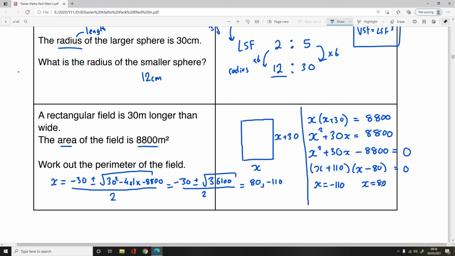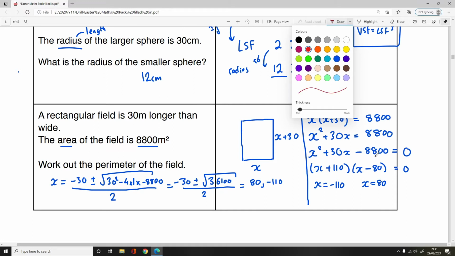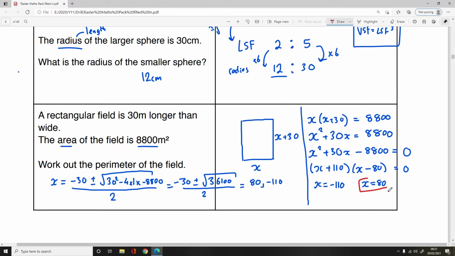But the question is not find x, the question is find the perimeter of the field. And we've got two possible answers here. Which one of them is correct? Well, the one that's going to be correct is the one that is a whole number, because this represents a length. So we want to say that x is 80.